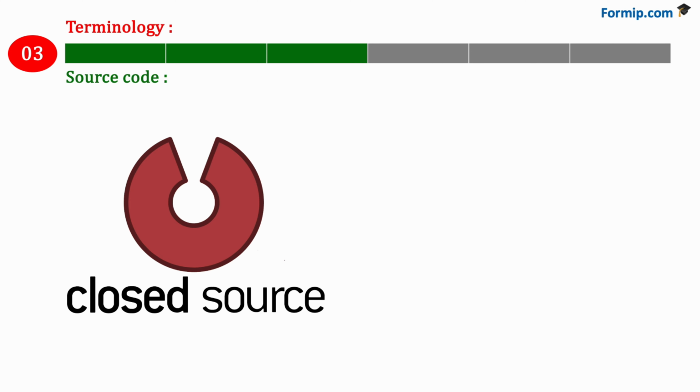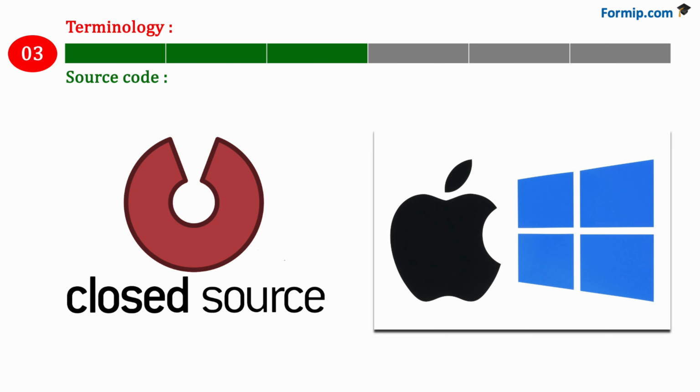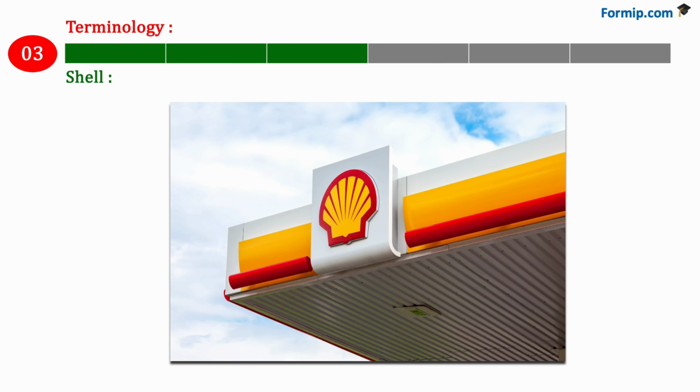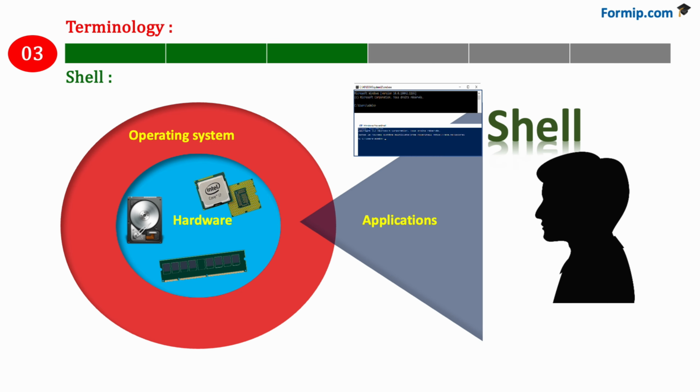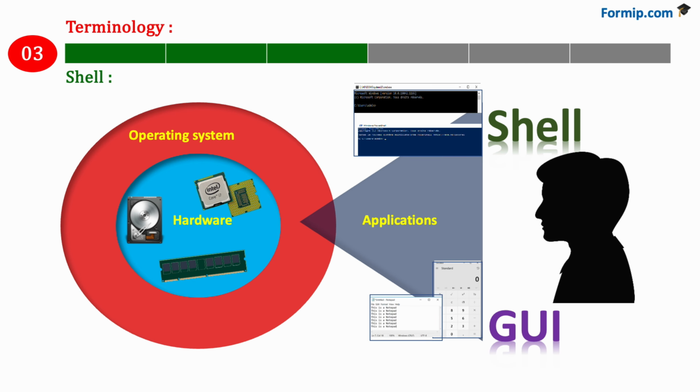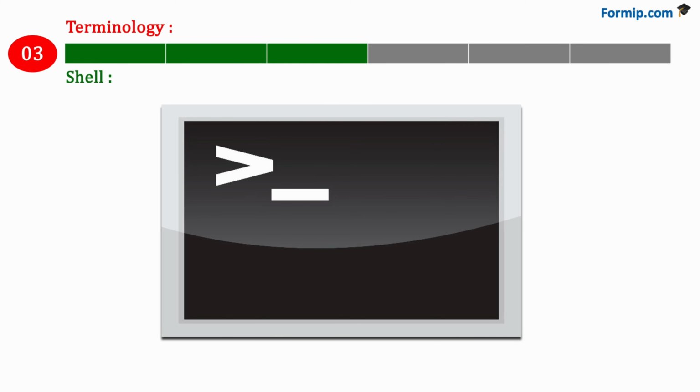As an example of a closed system, we have Windows from Microsoft and Apple OS X. We will now talk about the shell, so nothing to do with the Shell gas station. Remember, we said that the user can interact with the operating system using an app. Well, this application can be either on the command line or with the help of a graphical interface. The shell is in fact a program, usually without a GUI, that runs on the operating system and allows the user to send commands to the system using text.